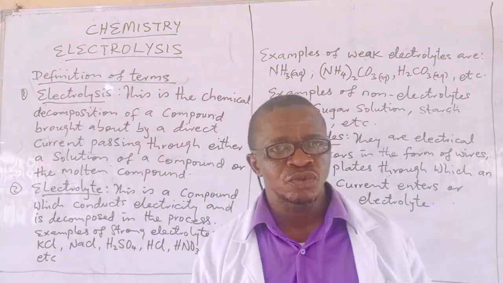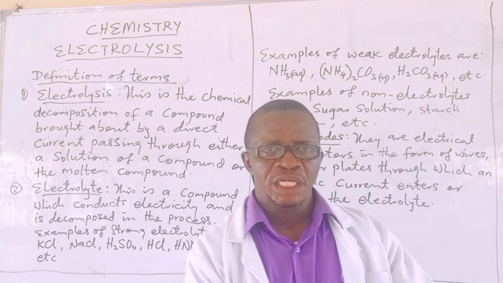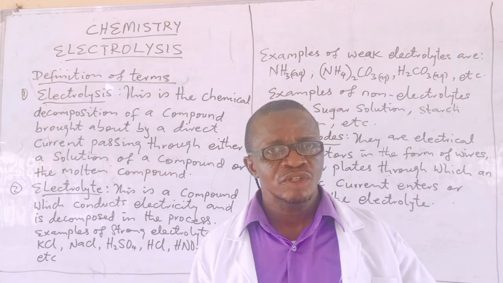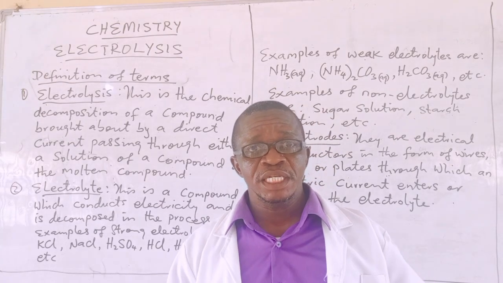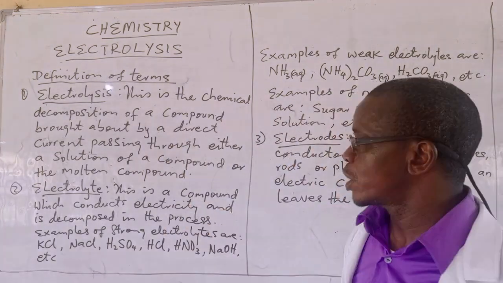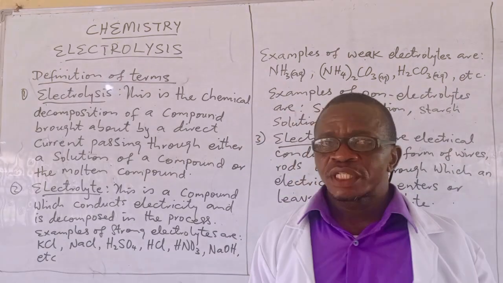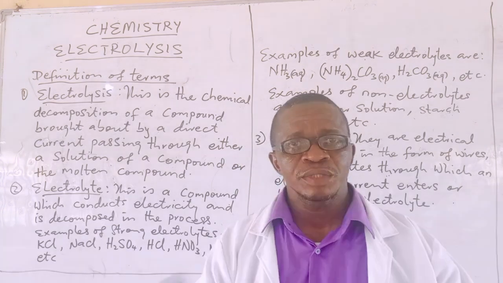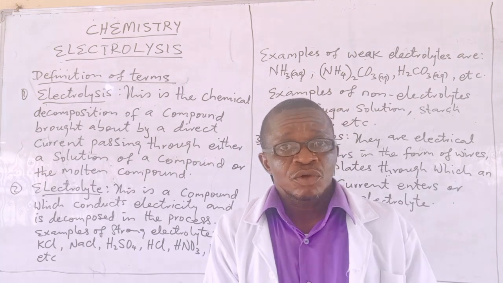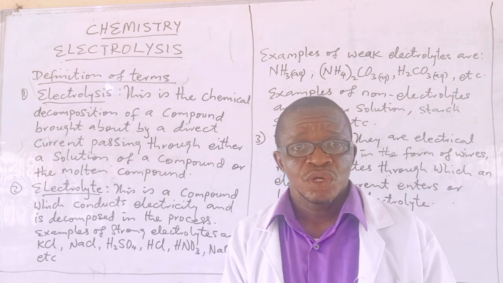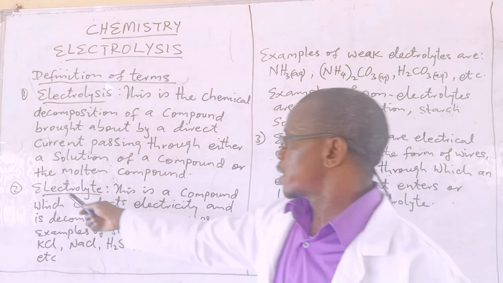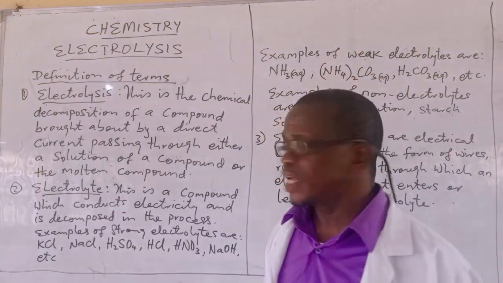Such a compound, when you pass electric current into it, as it is conducting the electric current, it is decomposing in the process. That's what electrolysis is all about. You may not understand what I mean by decomposing the compound. Other substances will be produced, maybe one or two. You will not have the compound that you used from the beginning. Again, it will turn into different substances. That's decomposition.